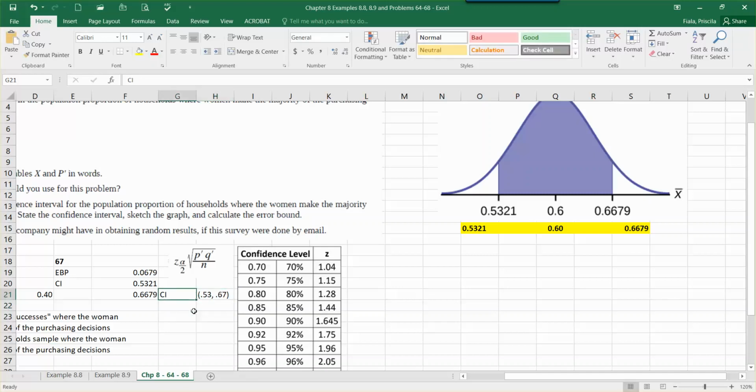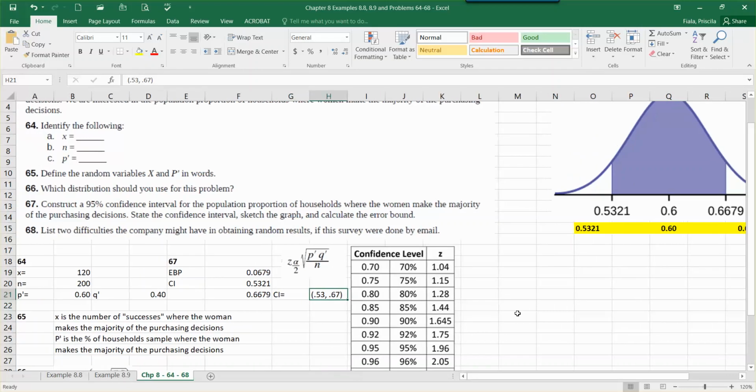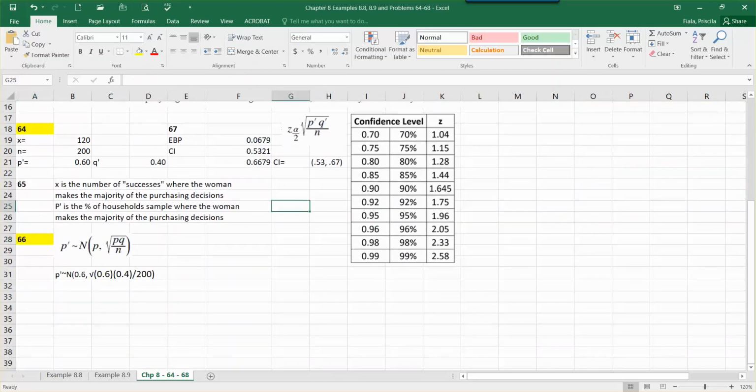67. So it would be anything between 53% and 67%, being the mean is going to be 60%. You're just required to do 64, 66, and then for the last question, 68.